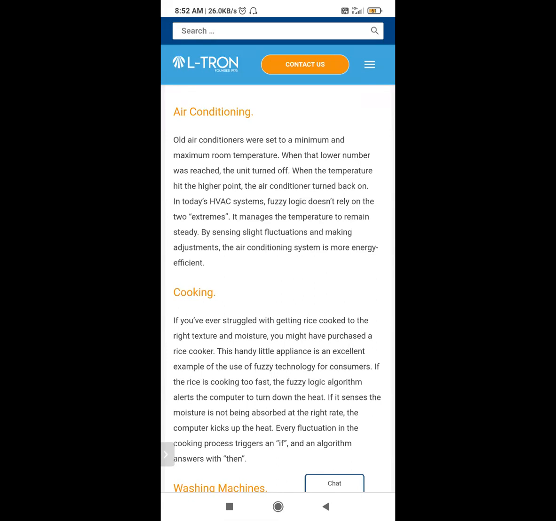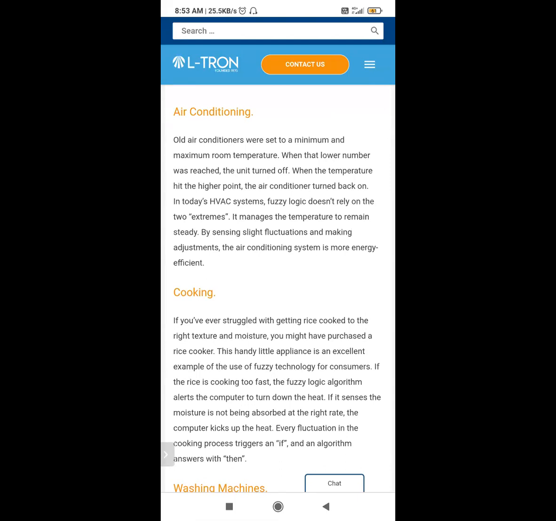Whereas in today's ACs, fuzzy logic doesn't rely on the two extremes, that is the minimum temperature or the maximum temperature. It doesn't depend on the maximum or minimum temperatures. It manages the temperature to remain steady. That means it stays at a stable temperature, or it remains steady regarding the temperature.